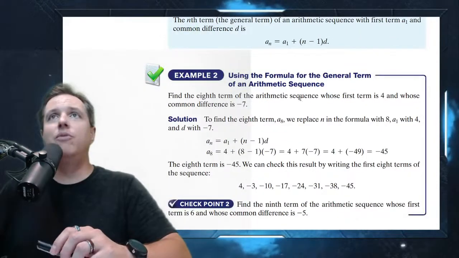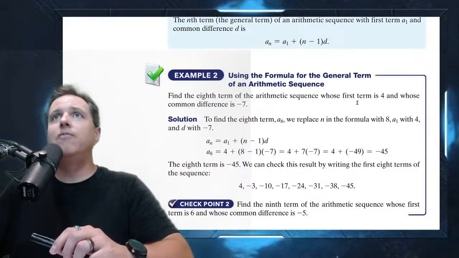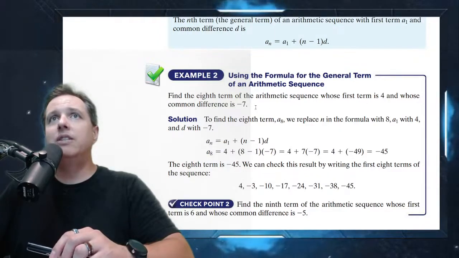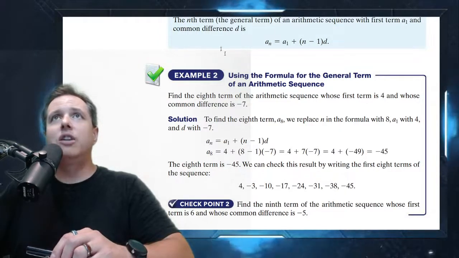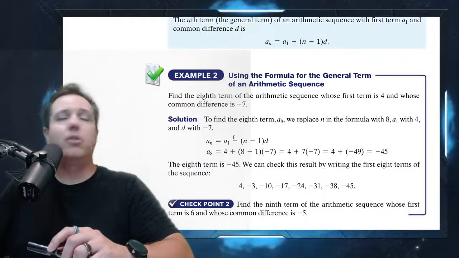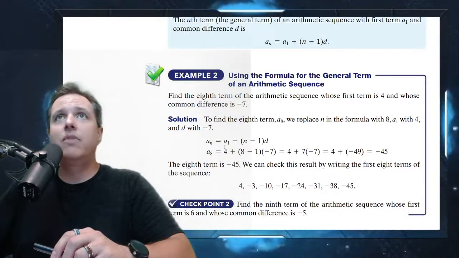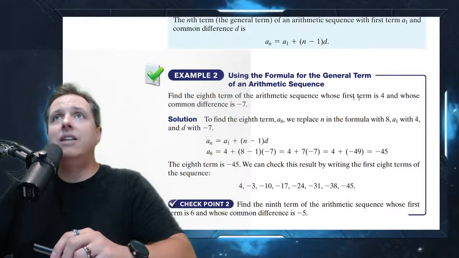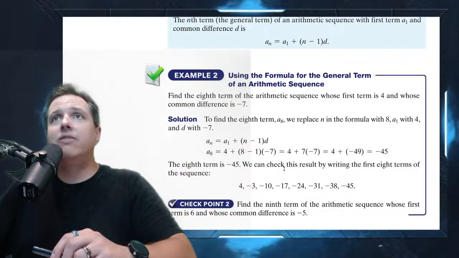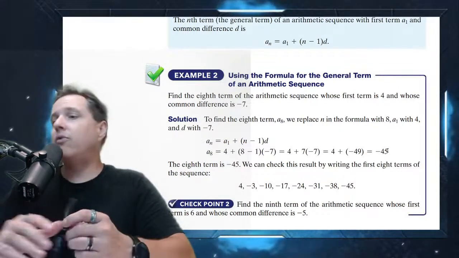Find the 8th term of the sequence whose first term is 4 and whose common difference is -7. So they just use this formula right here. They put it down here. So you plug your 4 in for a sub 1. Your n is 8 because they want the 8th term, so that goes in here for n. And then your d is -7. They tell you that's the difference. So you get all that, and you go, oh, -45.